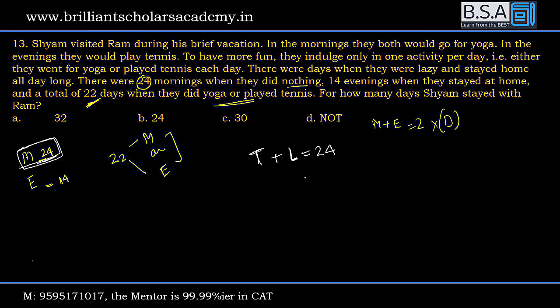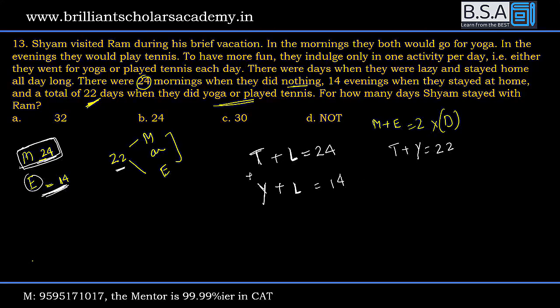That is 24. There are 14 evenings they did nothing. So there's a possibility in the morning they did yoga, or the entire day they were lazy. If that is the case, lazy is complete day wasted. That is 14. So if I observe, the total number of days they played tennis or yoga was 22, because one day, one activity is there.